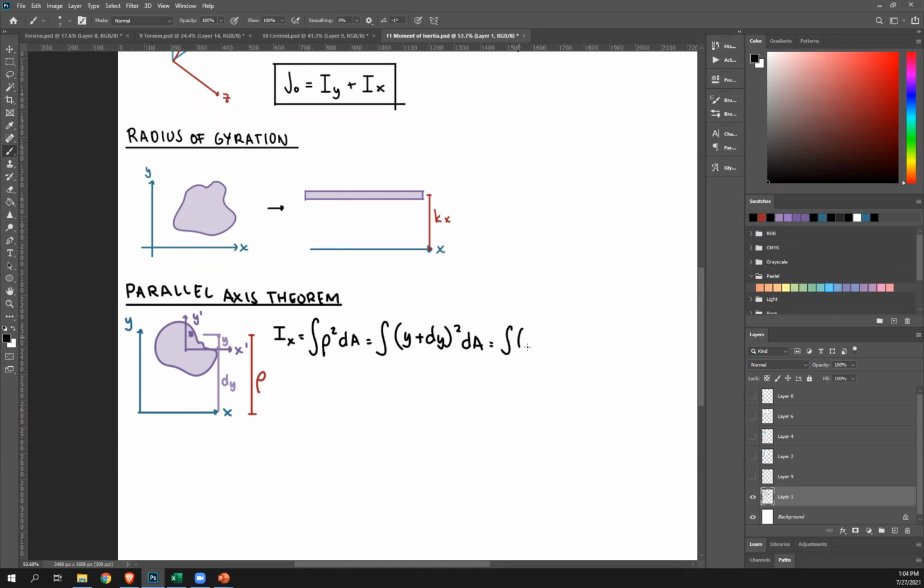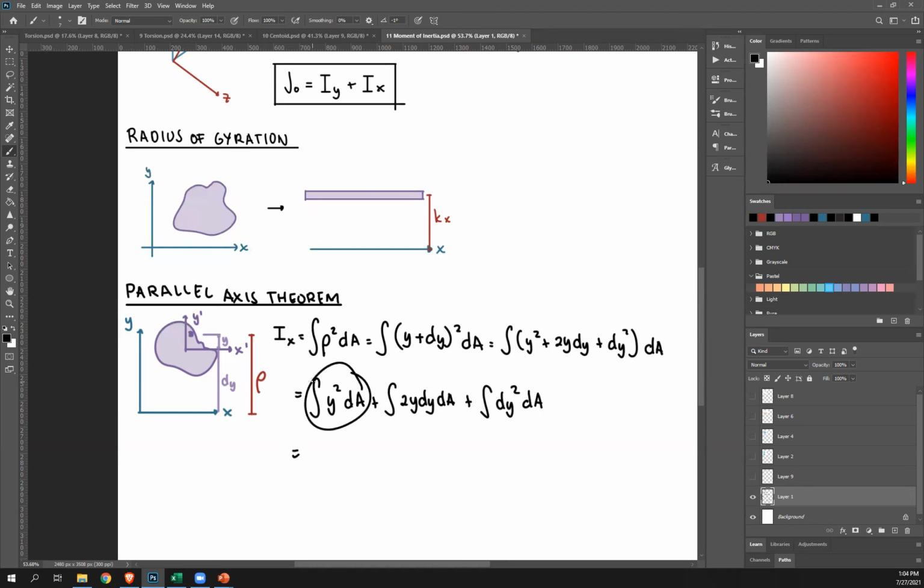And then let's solve. So integral of y squared plus 2y dy plus distance y squared dA. And then let's separate each term. Integral of y squared dA plus integral of 2y dy times dA and then plus integral of dy squared dA. Now, integral of y squared dA, y being the distance of your element to your centroidal x-axis, is the moment of inertia about your centroidal axis. Let's just call that Ix bar. So this bar represents moment of inertia about your centroidal axis. Again, centroidal axis is just the axis passing through the center. Now, what about this? Integral of 2y dy dA.